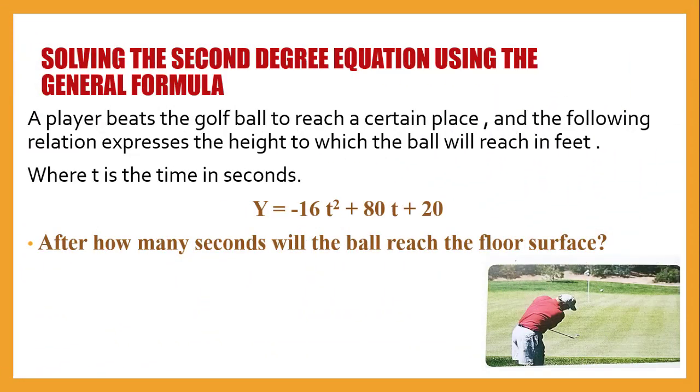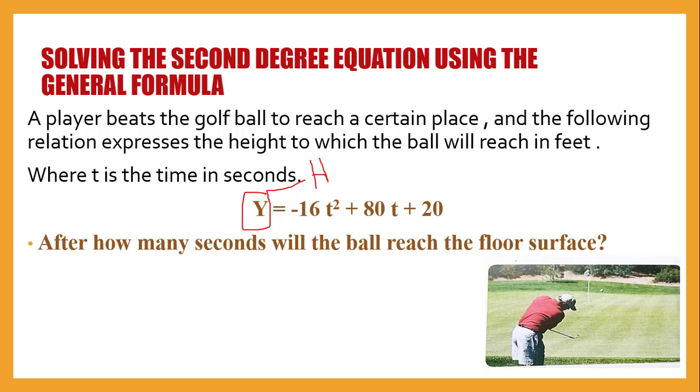Here we have another exercise. A player hits a golf ball to reach a certain place, and the following relation expresses the height to which the ball will reach in feet, where t is the time in seconds. So here y is the height of the ball and t is the time. So this relation describes the movement of the ball.